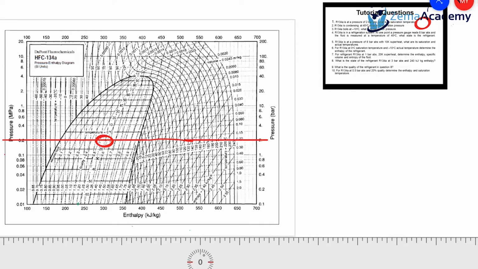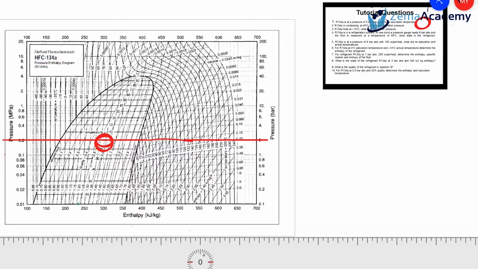All you have to do here is find the pressure, which is 2 bar, draw a horizontal line at the 2 bar, and you can easily read the suction temperature which relates to the suction pressure. So -10 is the suction temperature, or saturation temperature, that we want to read. So that's question 1 answered. And number 2 is very, very similar.